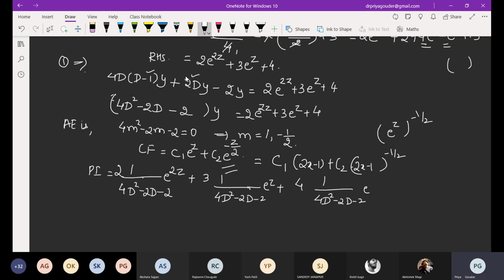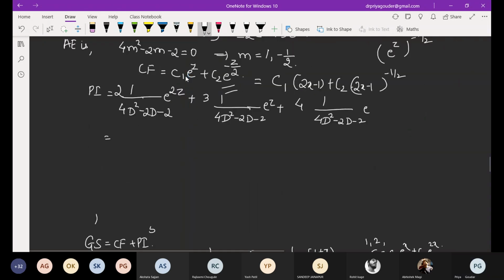What do we have to write for constant? Yeah, e raised to 0z. See, everything belongs to type 1. What do we do in type 1? We replace D square by minus a square. We replace D by the coefficient of z. What is the coefficient of z? Here it is 2, here it is 1, and here it is 0.